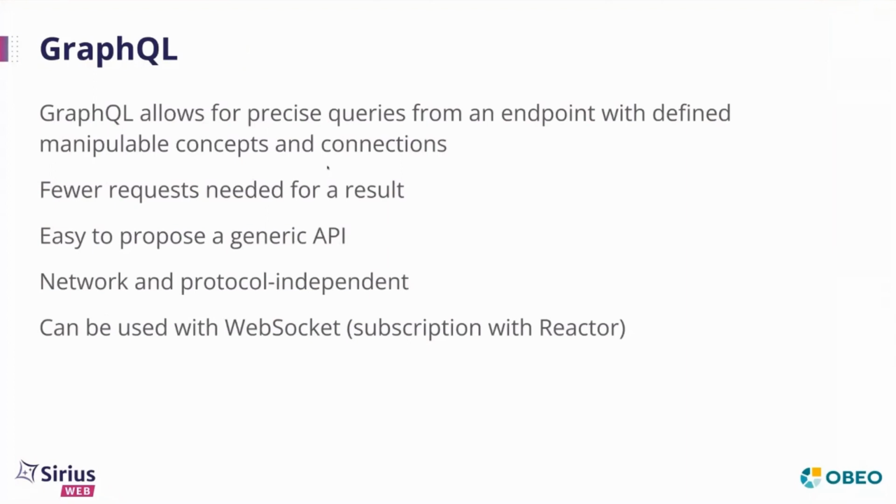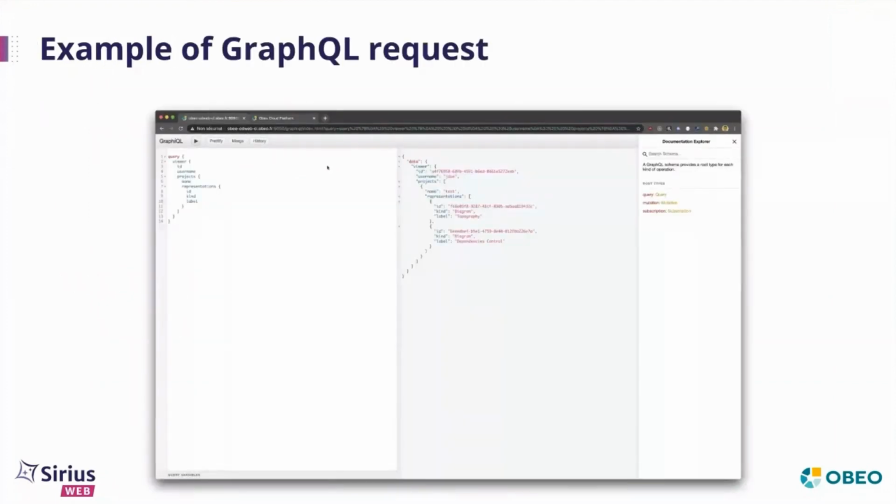So why GraphQL? GraphQL allows for precise queries from an endpoint for which the manipulable concepts and how these concepts are connected have been defined. This results in fewer requests needed to obtain a result. It is also easy to propose a generic API. And furthermore, GraphQL is network and protocol independent, meaning that it can be used with WebSocket and so with subscription with Reactor. So here is an example of GraphQL request offered by Sirius Web. So for example, you can retrieve easily all the representation of a project.